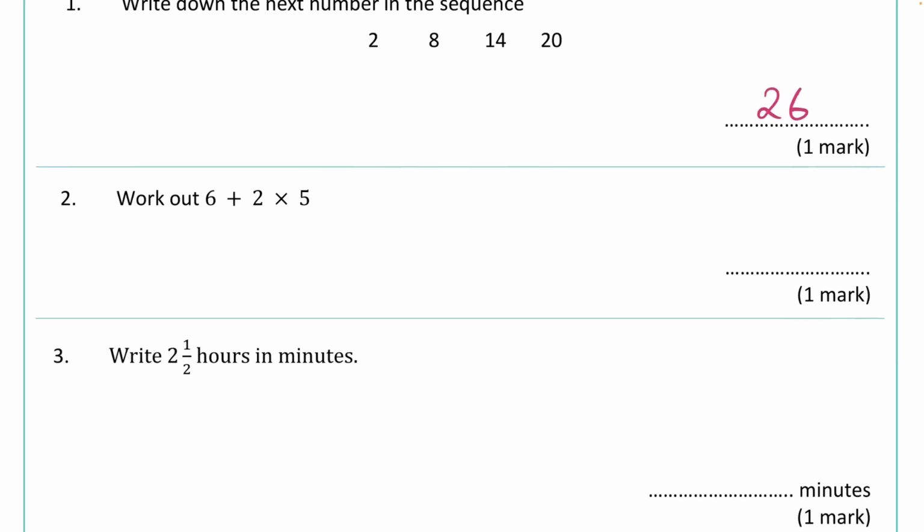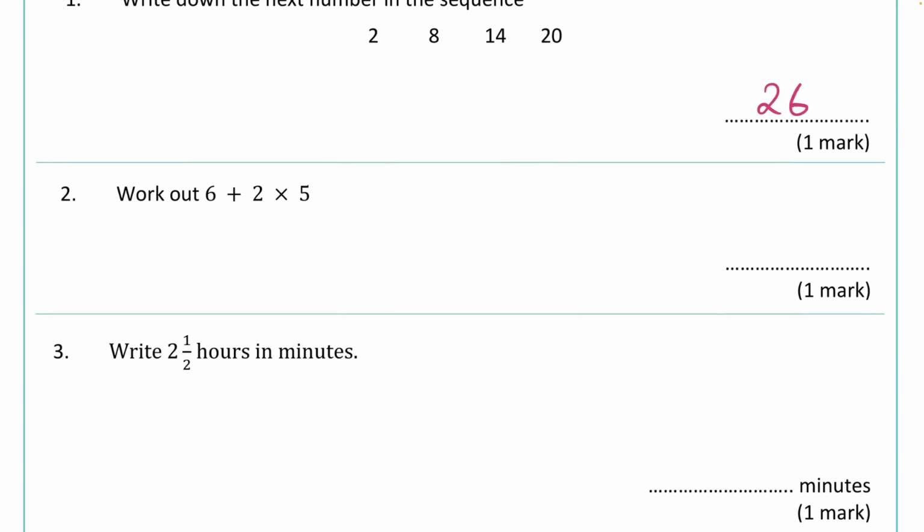Question 2 is about the order of operations, so we need to consider which operation needs to be done first here. Here it's multiplication, so I like to bucket off the multiplication. 2 times 5 is 10, so in fact this is 6 plus 10, which gives us the answer 16.